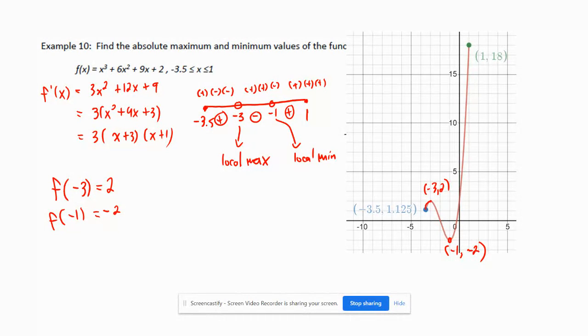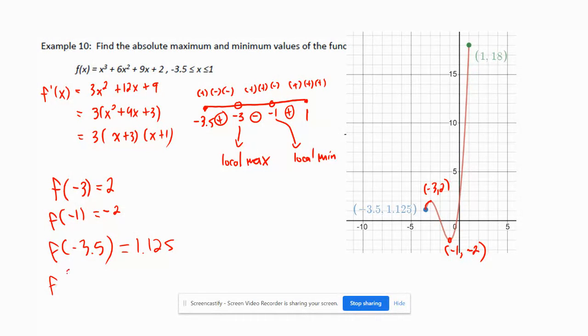Okay, so now the key is over here. What the extreme value theorem says is that these points over here might be the max or the min. So this guy's only defined from this point to this point over here. So if we figure out f of -3.5, okay, and -3.5, just going to fire that in, and we get 1.125. Okay, well, this point is not a maximum or a minimum. This point over here is not bigger than this local max, and it's not smaller than this value of -2. So this guy is neither a max or a min.